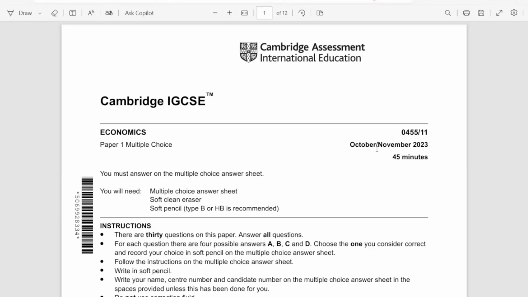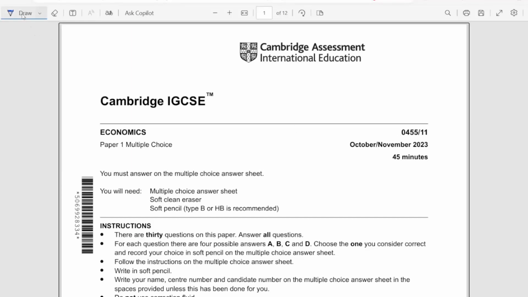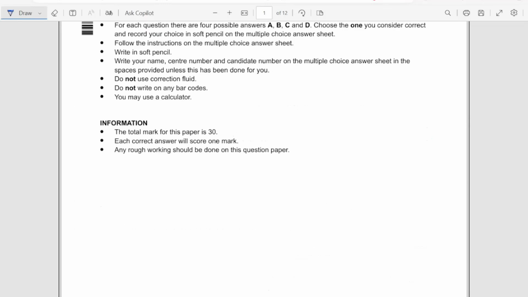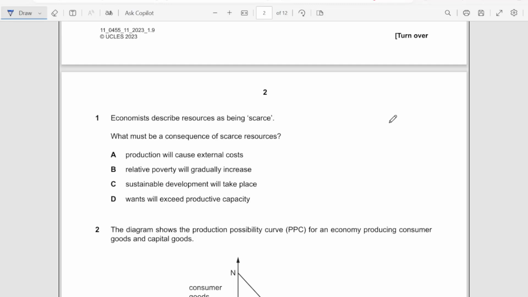This paper is October-November 2023, paper 1, variant 1. All right. Now let me give you one pro tip.